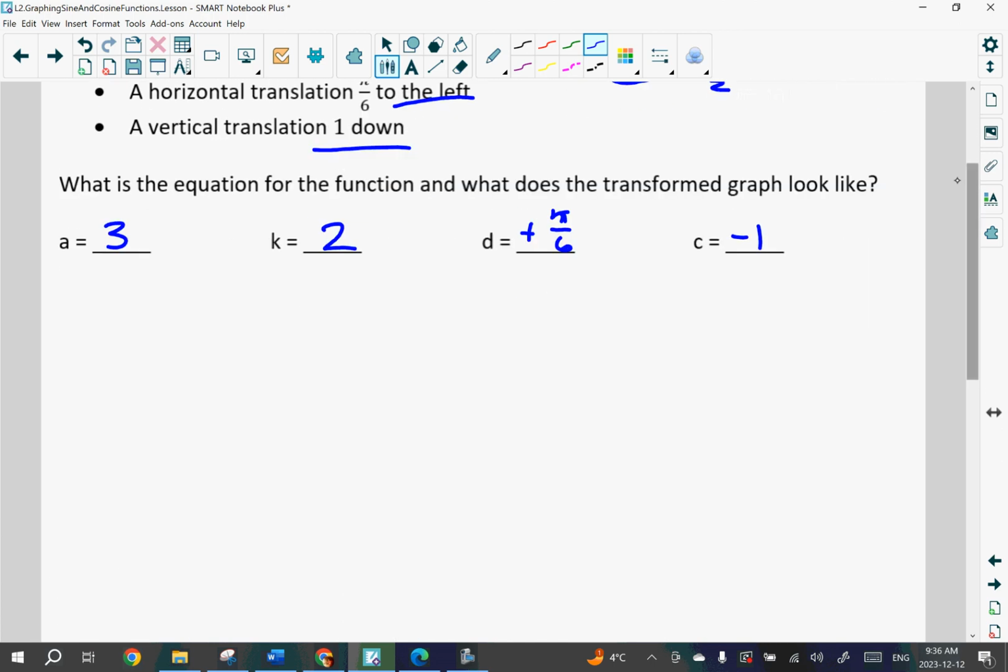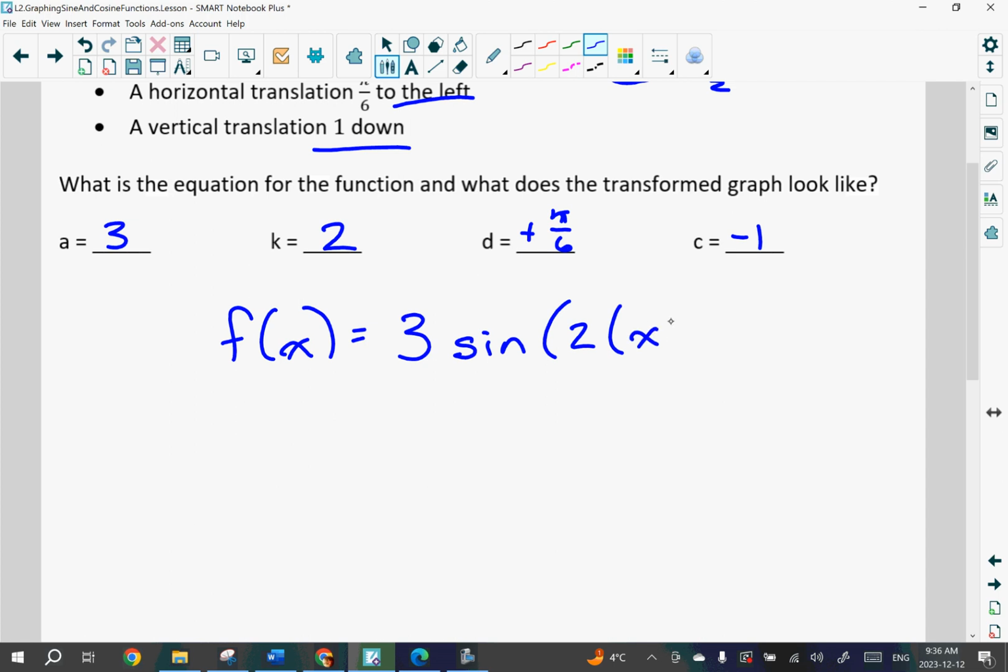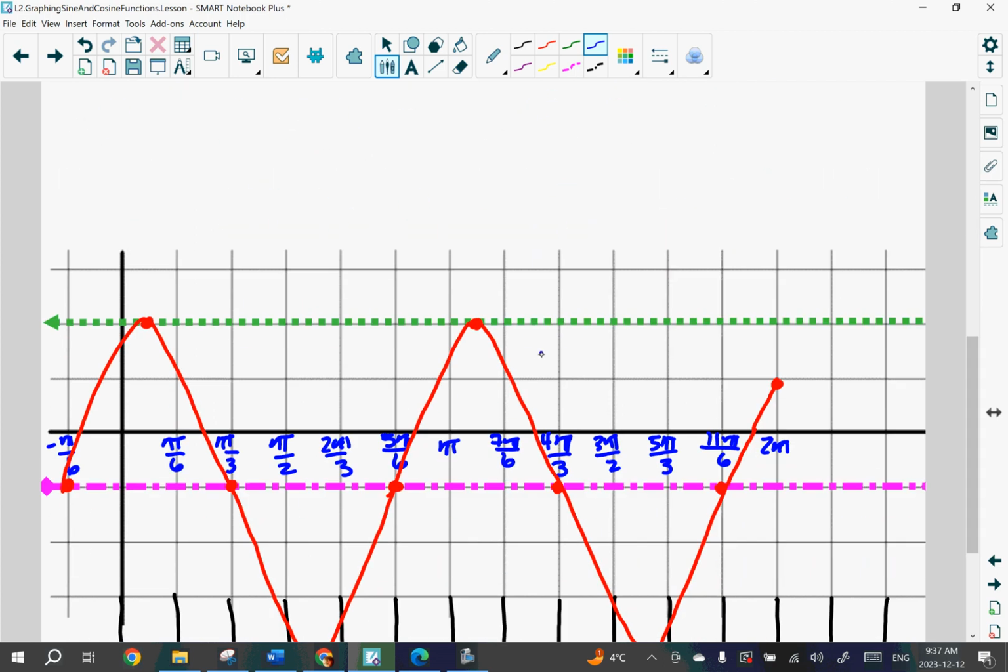Y equals, oh, we didn't even come up with the equation yet. F of x equals amplitude times sine. Within the function, I'm putting that k value in a bracket. You don't have to because it's within the function besides sine, but I like doing that. Minus 1. So f of x equals 3 sine of (2x plus pi over 6) minus 1.